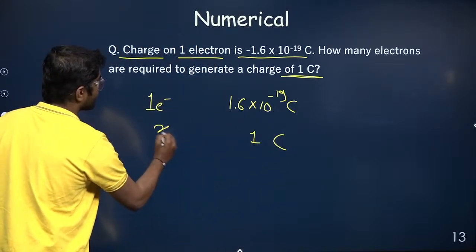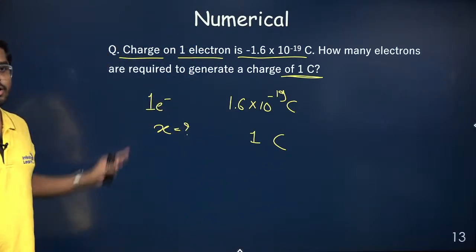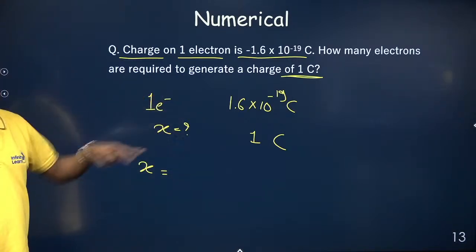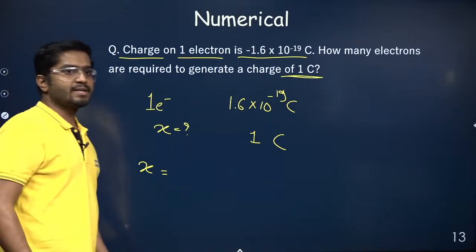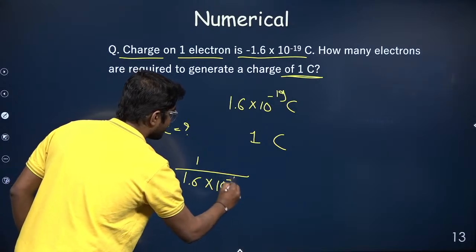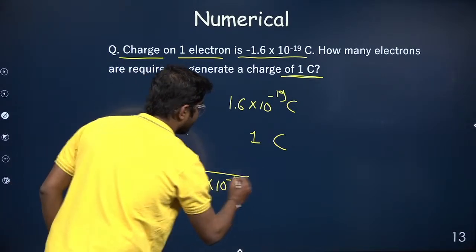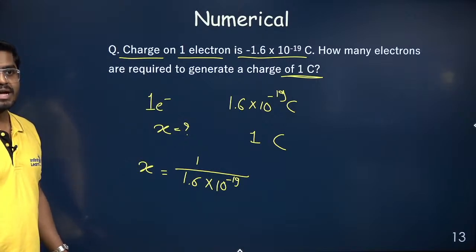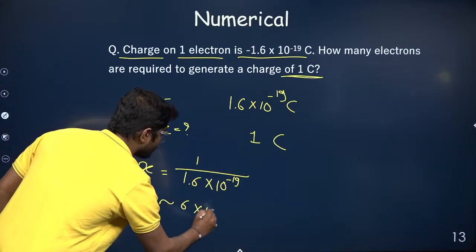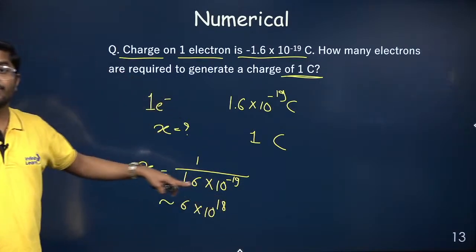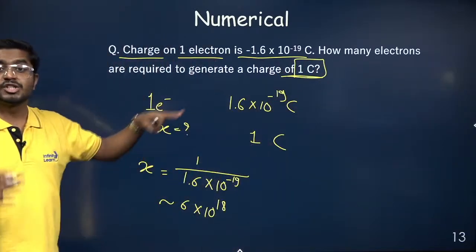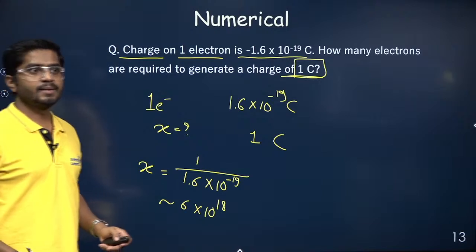So how many electrons should there be? How will you solve this? X will be equal to, you need to do the cross product of these two. So X is equal to 1 divided by 1.6 into 10 raised to minus 19 number of electrons. That will come out to be approximately 6 into 10 raised to 18. These many electrons are required for 1 coulomb of charge. You see, this is such a big number, correct?